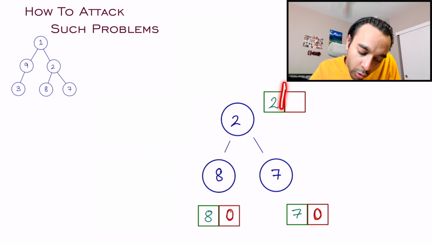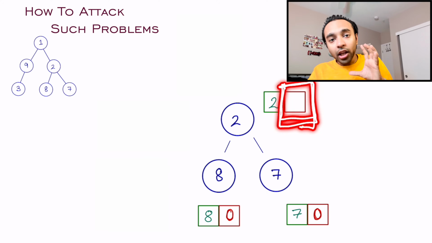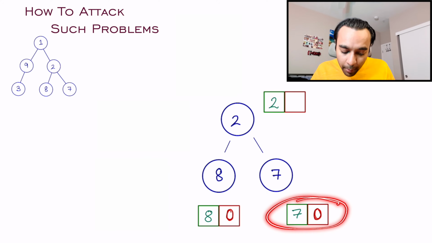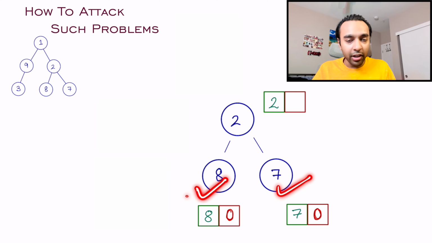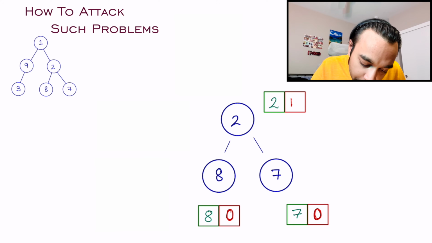Now, if you decide that, okay, you do not want to rob this house, you have to fill in this value. So now you have a choice. Either you can rob both of them, you can rob none of them, or you can rob only one of them. So you have to determine what is the best possible scenario for you. Right now, the best possible scenario will be that, okay, I will rob 8 and I will rob 7, both of them. So that gives me a total of 15, right?